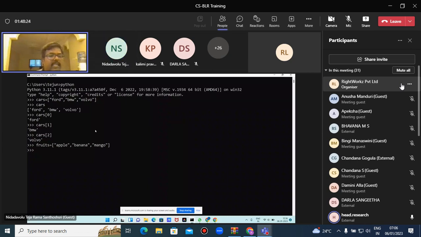This is a list. A list is a collection of items within the square bracket. Fruits, enter. You are getting all items. Now fruits of 0, square bracket 0. So, lists allow duplicate values, whereas arrays cannot allow duplicate values. Keep in mind.